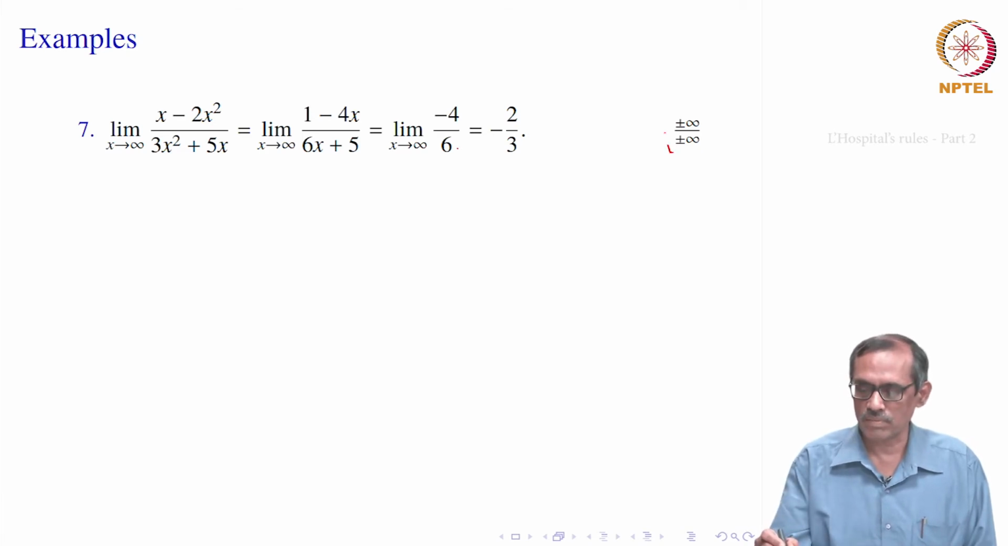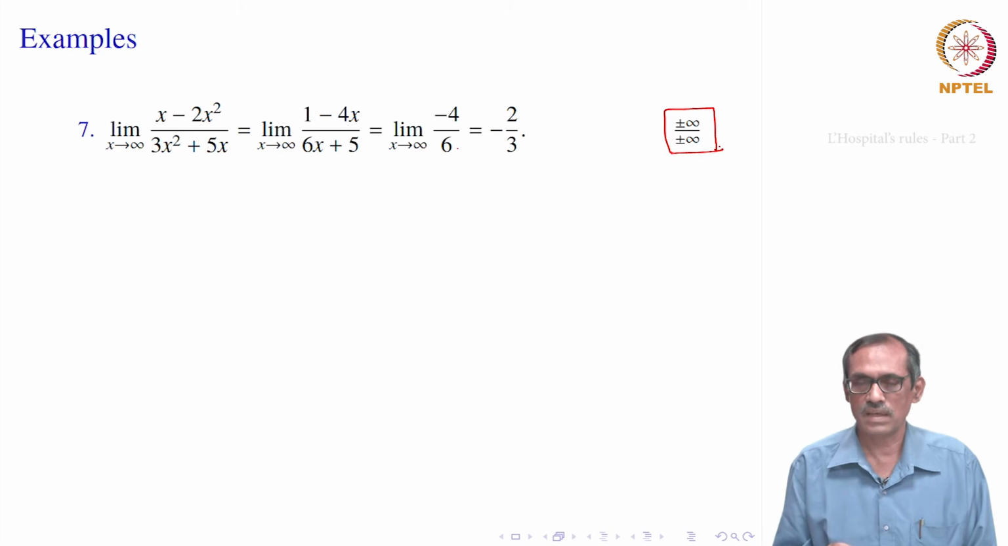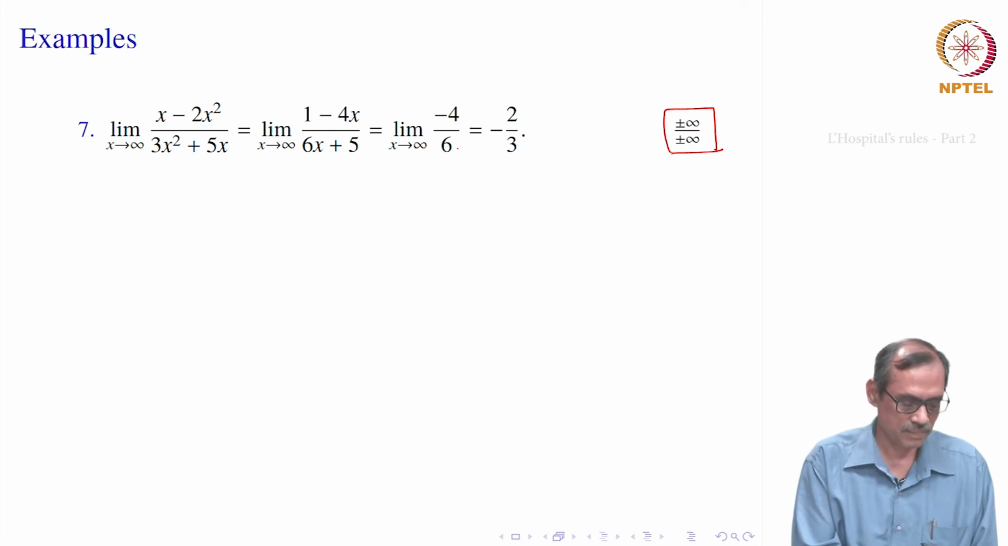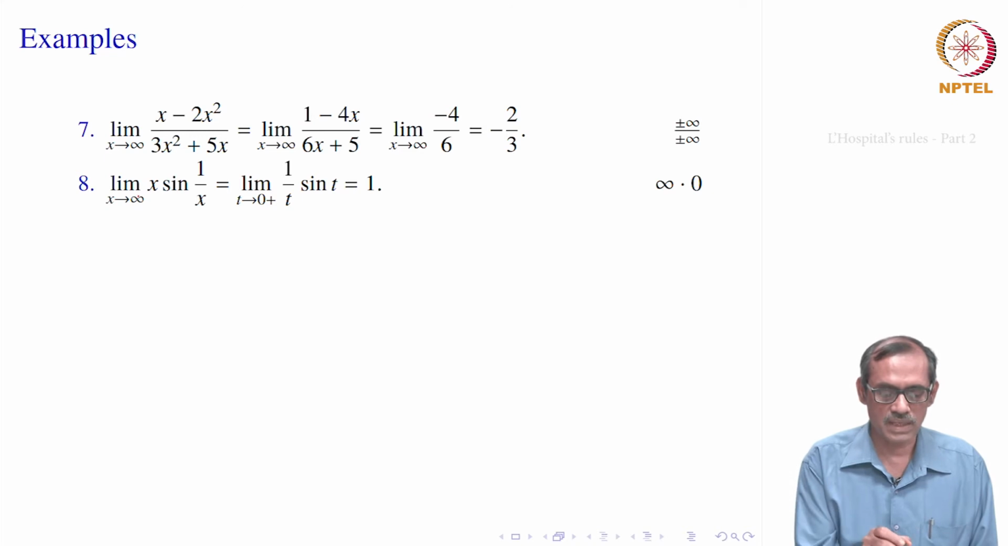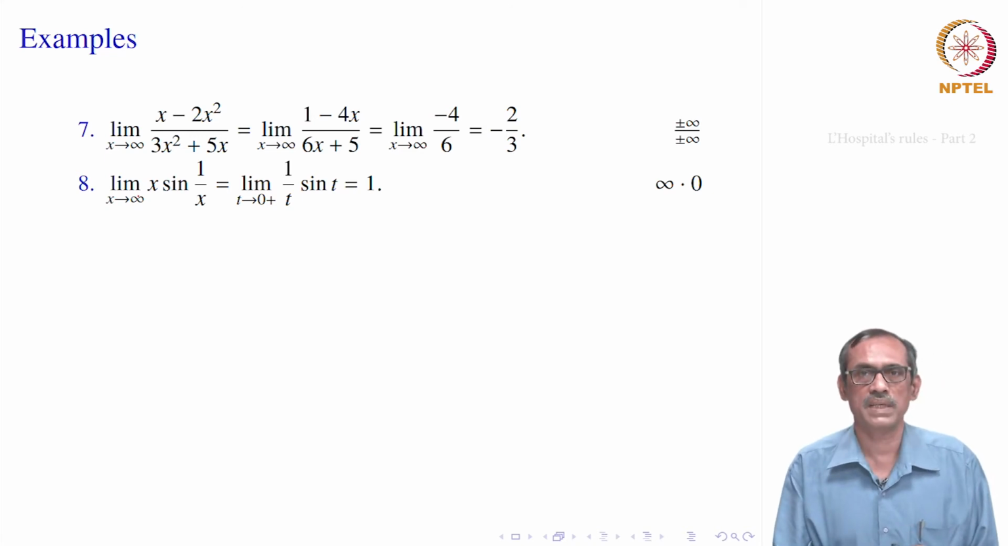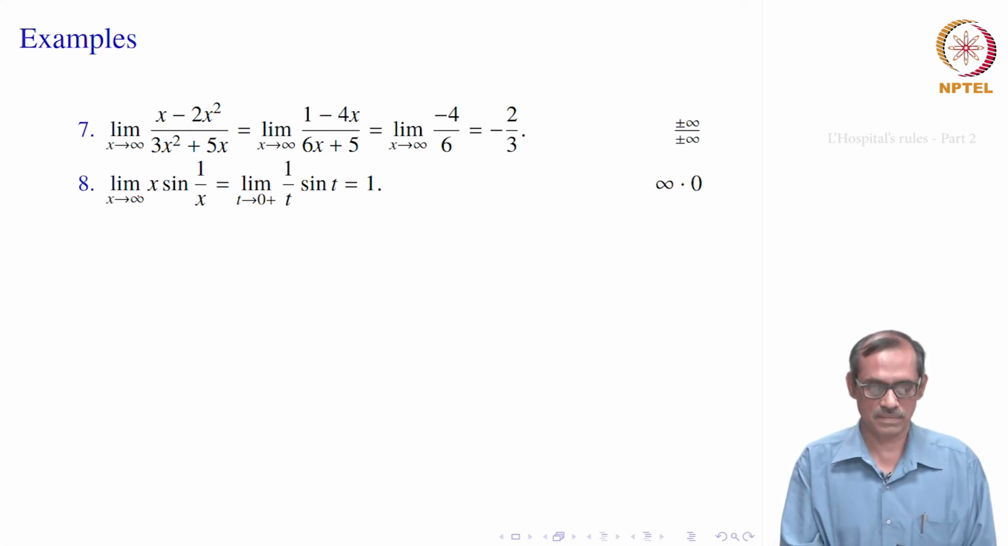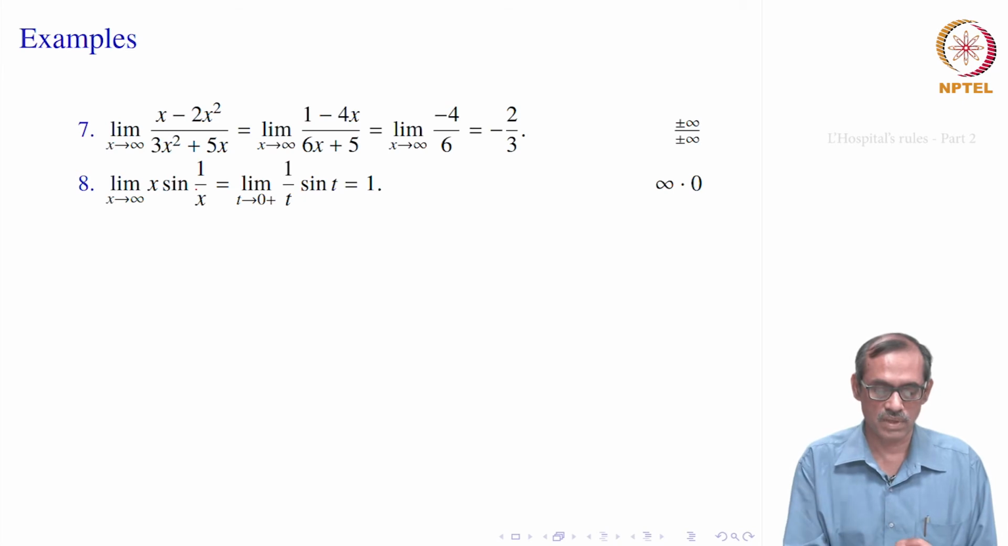So, the indeterminate forms we have met here are of this form, infinity by infinity or minus infinity by infinity and so on. So, that is quite straightforward, but the limit is now to infinity. Similarly, let us find the limit as x goes to infinity of x into sin 1 by x. Okay. So, sin can give trouble, that is why it is put this way. We had done it in a different way earlier, but let us see.